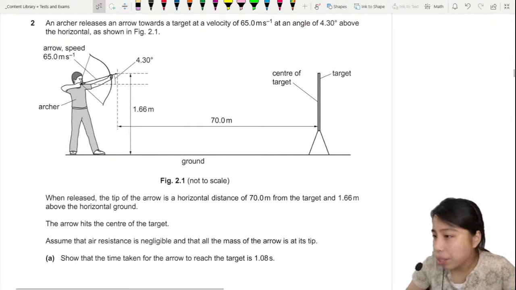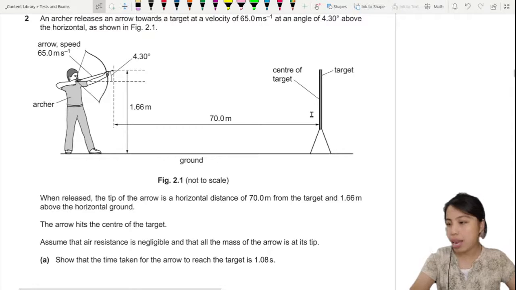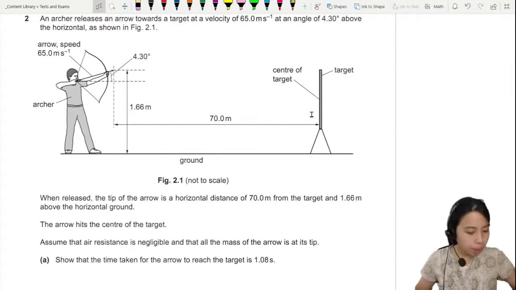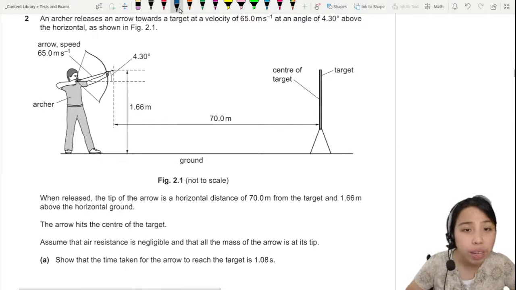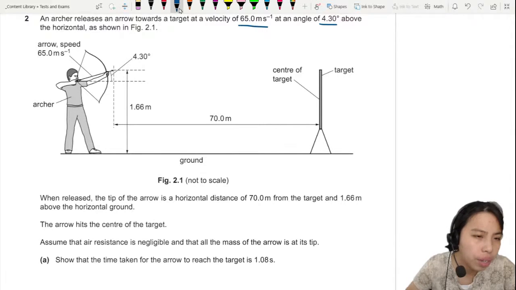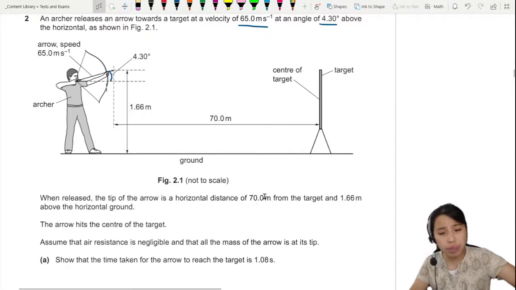This is a projectile question coming up next. We have a very nice projectile question. Okay, let's see. Archery over here. An archer releases an arrow towards a target at a velocity of 65 and an angle of 4.3 above the horizontal. Where's my angle? Okay, there it is. So when released, the tip of the arrow is a horizontal distance 70 meters from the target. Fly all the way to that side, and 1.6 above the ground.